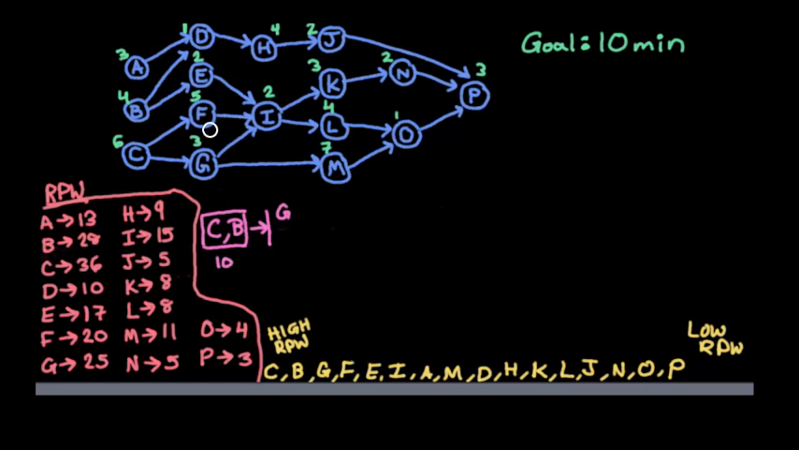Can we put in F? Yep, that would bring us up to 5 minutes. C's already been done. Can we put in E? Yes, because B's already been done. And that would add up to 10 minutes. So this station is done. I'll go ahead and check these off.